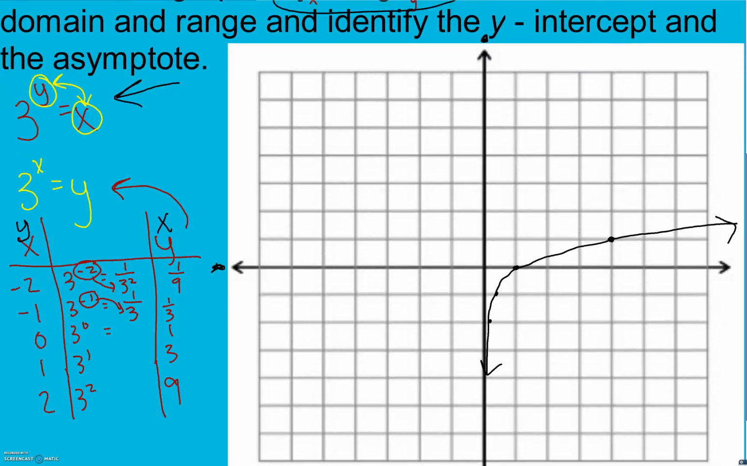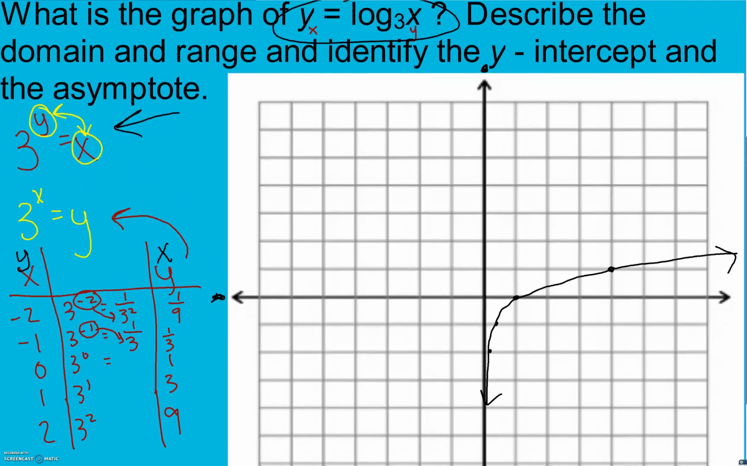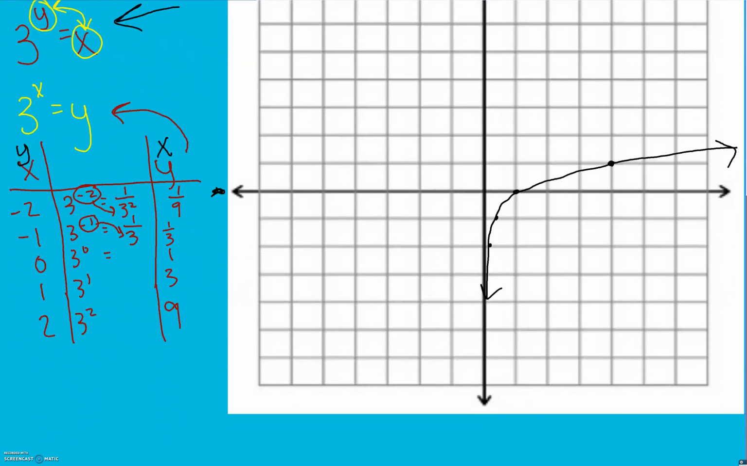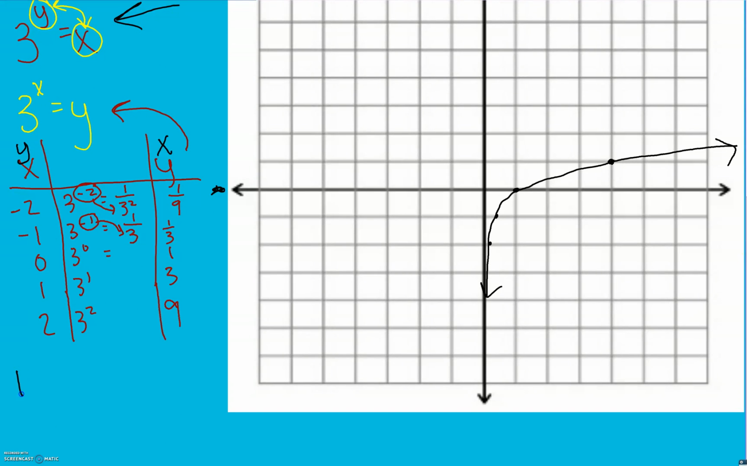Now we're going to come up with some information here. We need our domain and range, x-intercept, and asymptote. So our domain is the range of our exponential function. And we could only have positive numbers in our range before. If we look at our graph here, we're only going to have positive numbers that can be our x's. We can only go this way for x's.